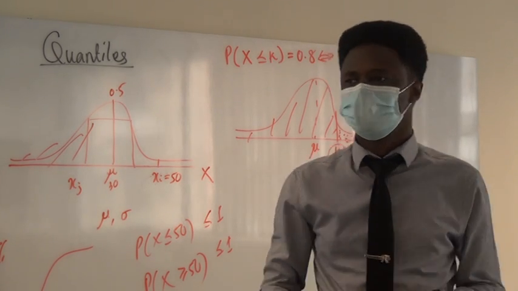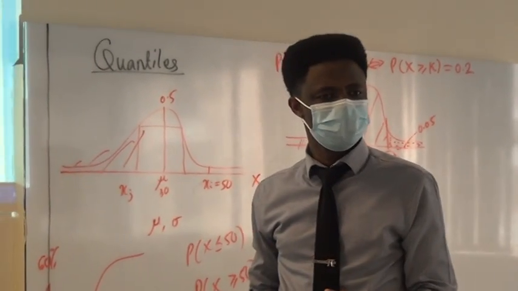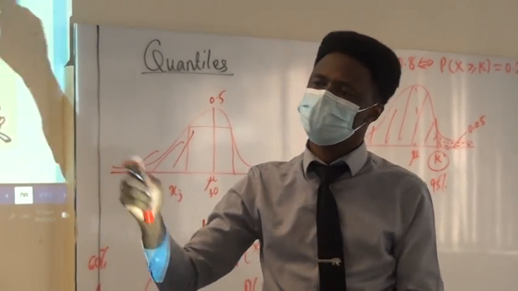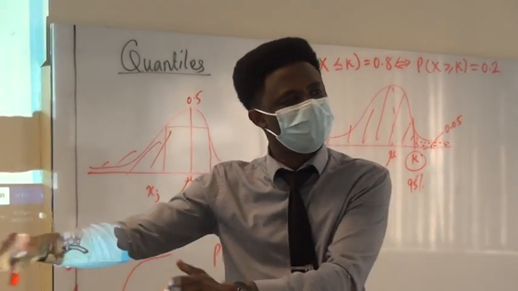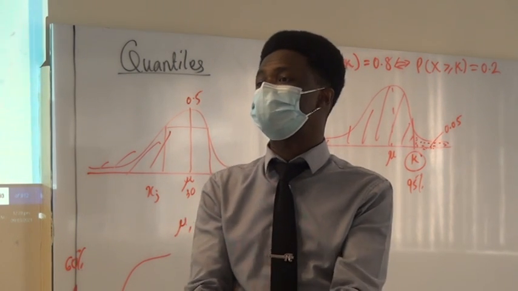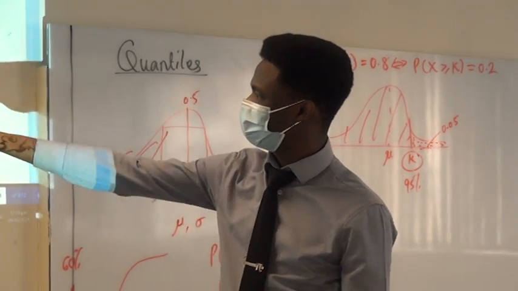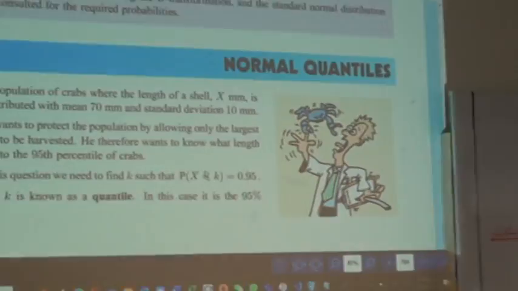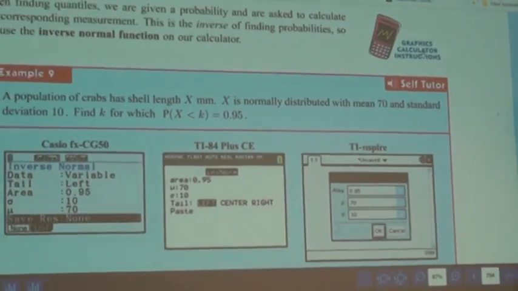Does that make sense? So if we are interested in only the top 5% of all the lengths, because we want the other lengths to grow, you can only pick the top 5%. It means your minimum has to represent the 95th percentile. And this K is the quantile we are talking about. So let's look at how that can be done in the calculator.